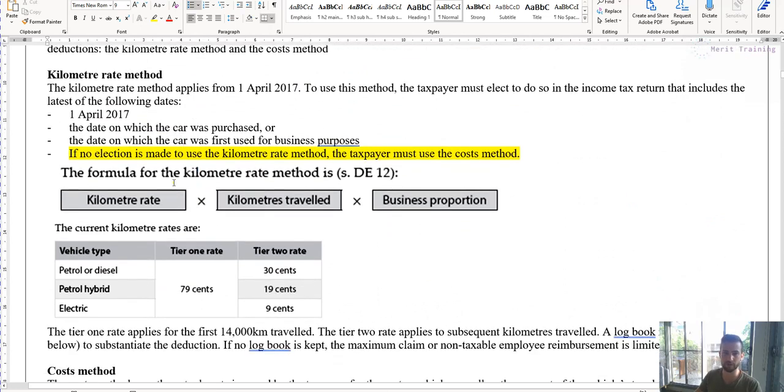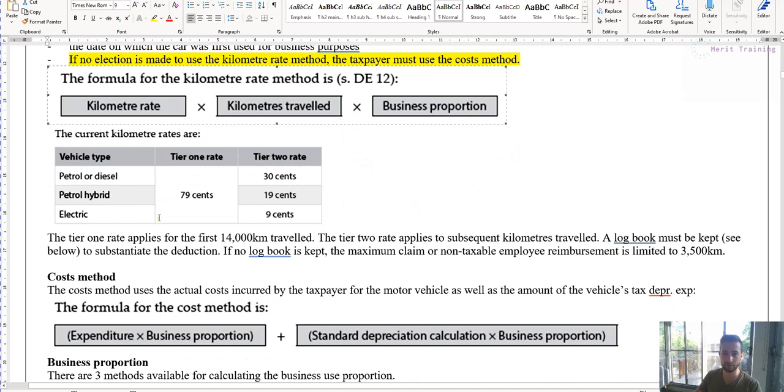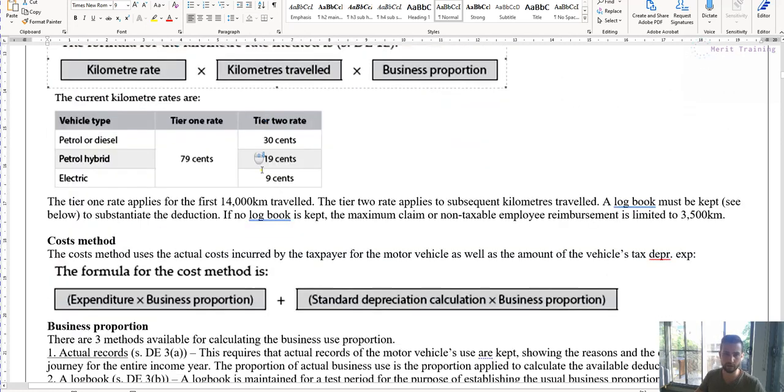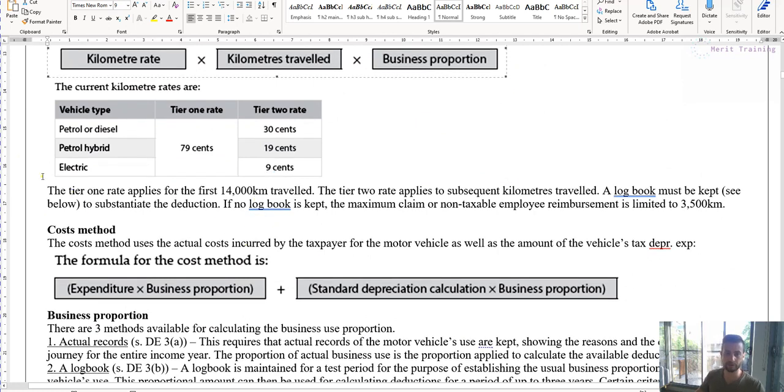Okay, so the formula for the kilometre method is basically kilometre rate times kilometres travelled times business proportion. Like, it's 100% business, it's 50% business. The rates are down here, so it depends on what kind of vehicle you drive: petrol or diesel, petrol hybrid, electric, and depending on what tier you are on as well. So whether tier 1 or tier 2 applies depends on whether you're travelling less than 14,000 kilometres or not.